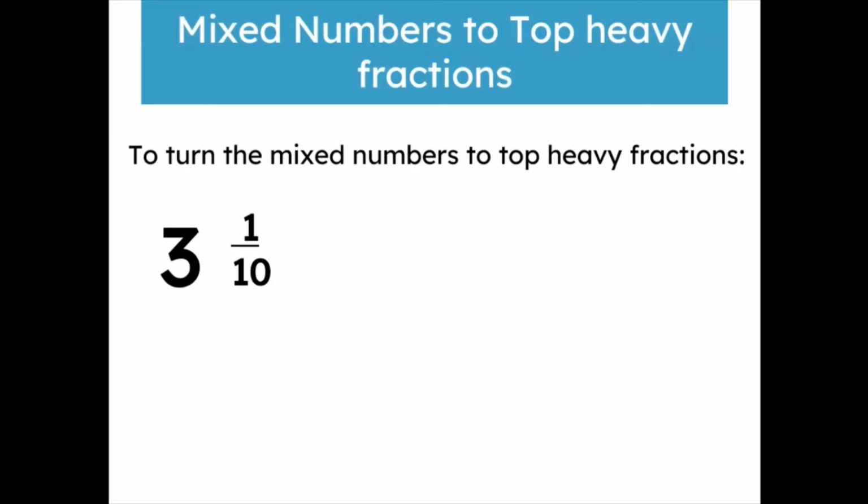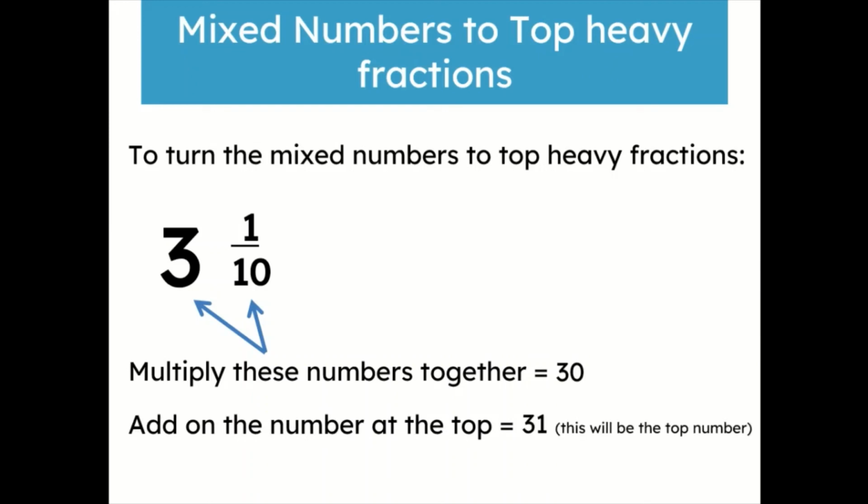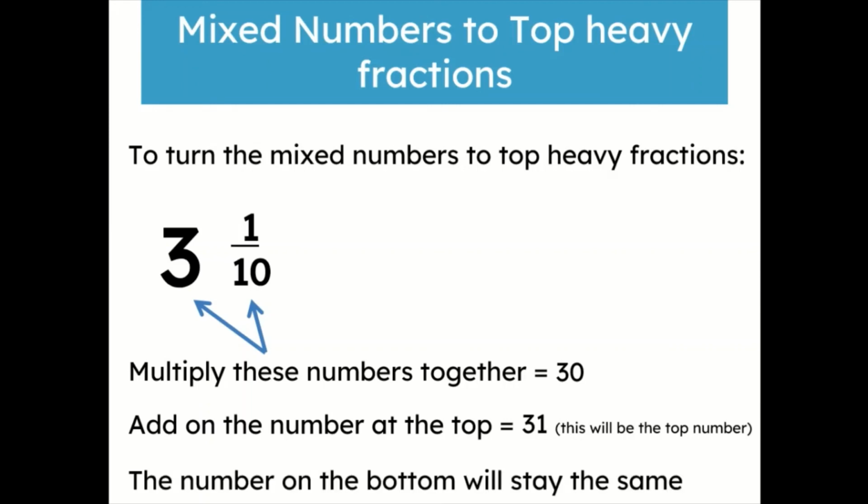So how about turning mixed numbers to top-heavy fractions? 3 and 1/10. Well, we multiply these two numbers together, the big number and the number on the bottom, 3 10s are 30, and add on the number on the top. So 30 plus 1 is 31. That's going to be our new top number, and the number on the bottom stays the same. So this is 31 over 10, 31 tenths.